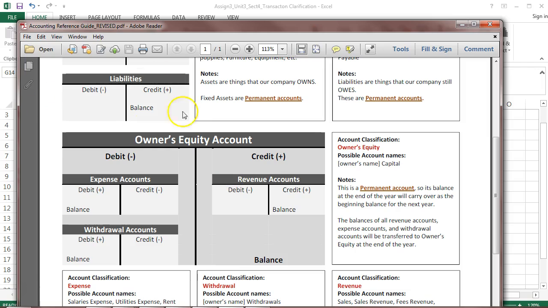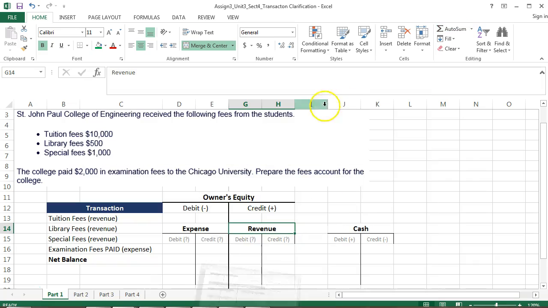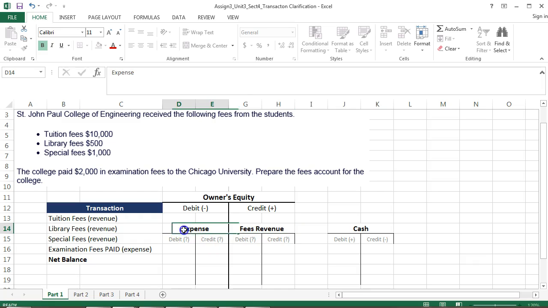You can see in our accounting reference guide, the expense account increases on the debit side, decreases on the credit side. Here are our revenue accounts, decreasing on the debit side, increasing on the credit side. Then we're going to take these a step further. This is our fees revenue, because businesses can have a lot of different expense accounts and different revenue accounts. So we need to be specific about which revenue account and which expense account is being affected. Go ahead and add fees expense and fees revenue as those account names.